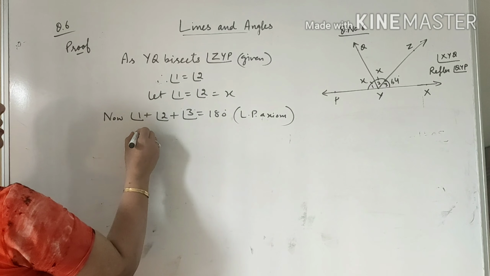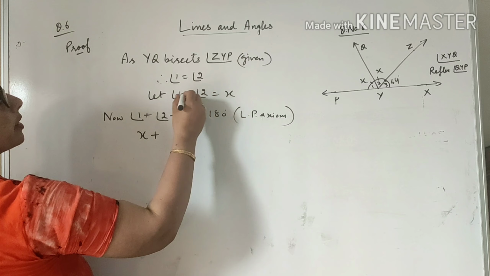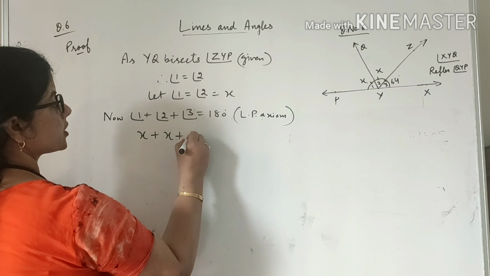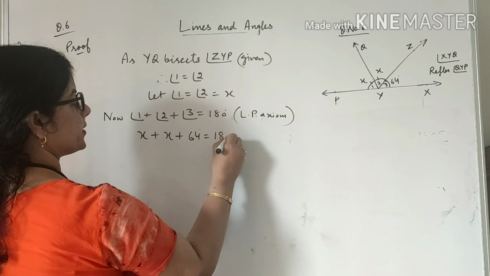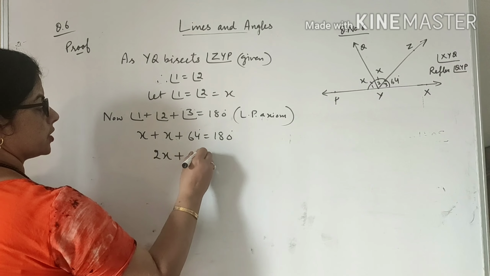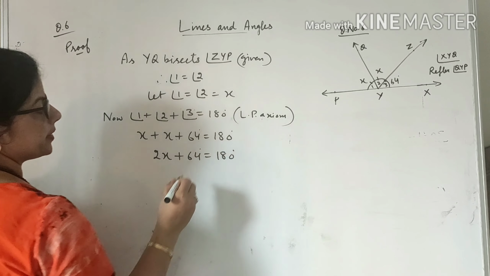Now in place of angle 1 is x, angle 2 is x, angle 3 is 64, equal to 180 degrees. x plus x, 2x, plus 64 is equal to 180 degrees.